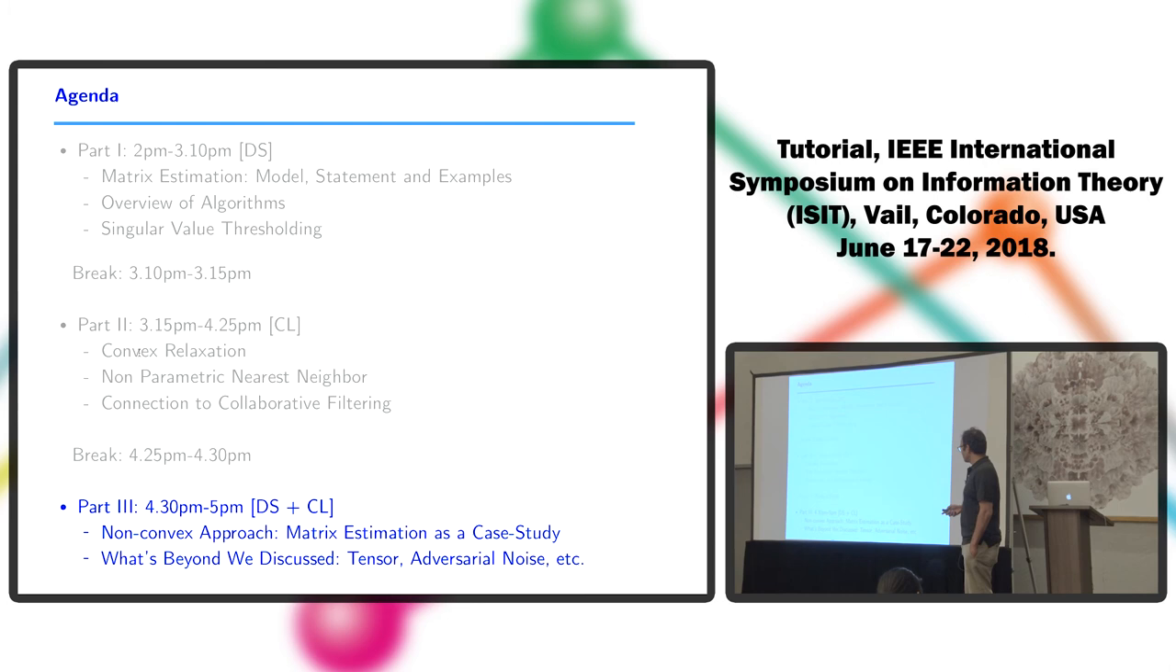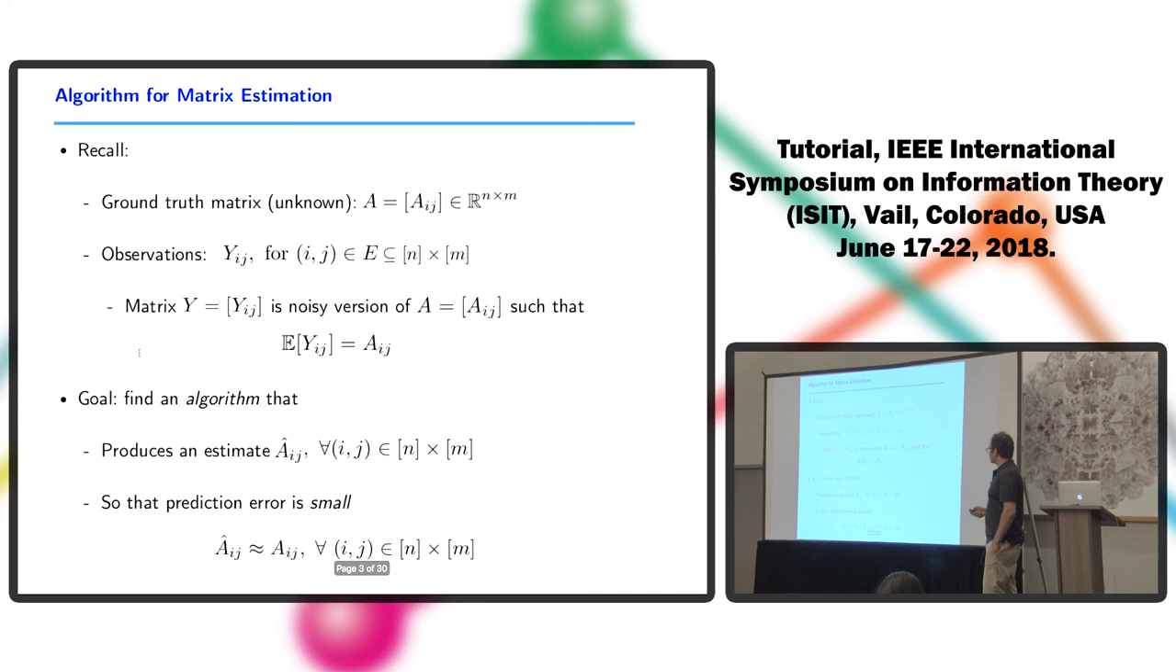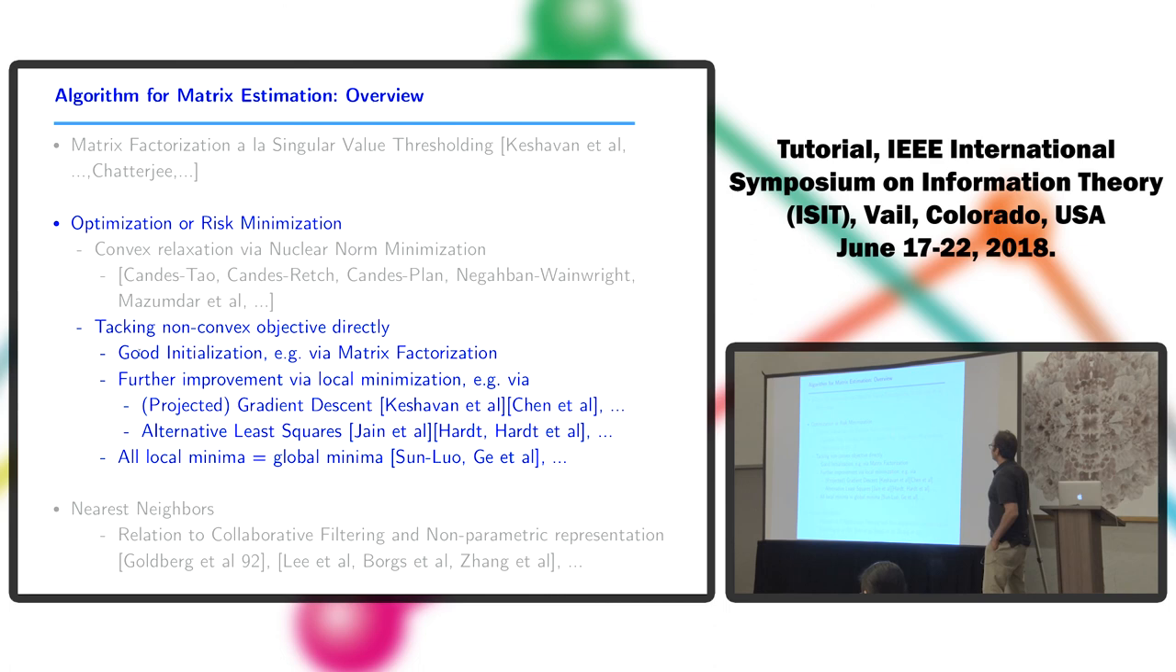So it's the last piece, non-convex optimization. Just to remind ourselves, we've got a ground truth matrix A. Y is the observed matrix, a noisy version, and we want to find an algorithm that finds an A hat such that A hat is close to A. All the things in gray we have already seen, and so really, it's this piece that we want to talk about.